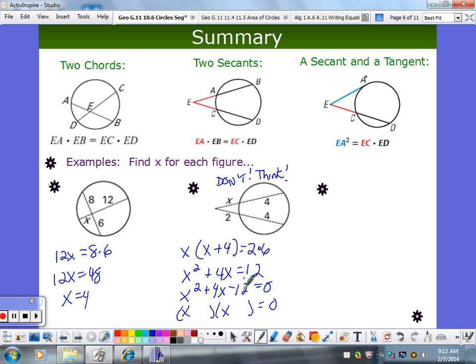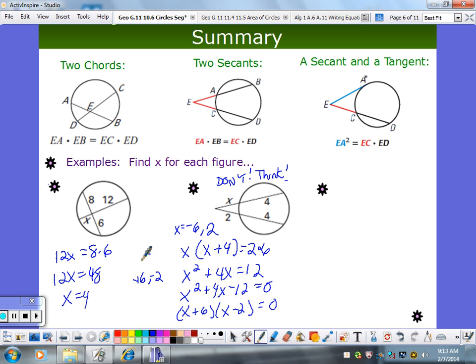All right, I need two numbers that multiply to negative 12 but add to 4. What do we get? Negative 6 and 2. We're close. When I add them, though, I'm going to get negative 4. So what do I want? Swap them around: plus 6, minus 2. Check it, right? Minus 2x plus 6x gives me the 4x. So what's x? x is negative 6 and 2.